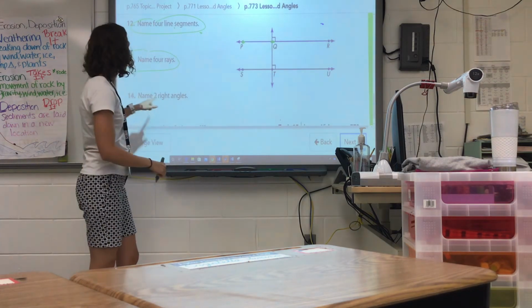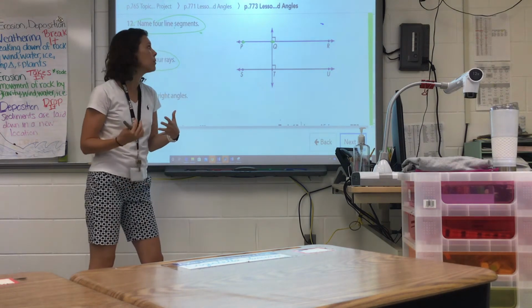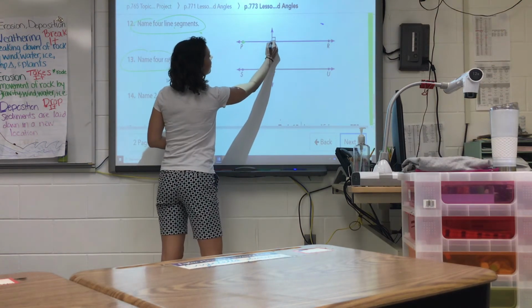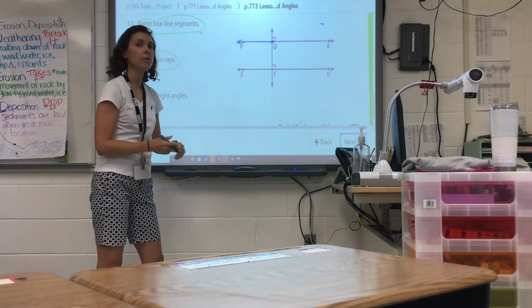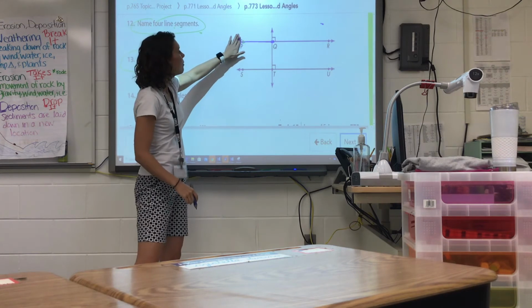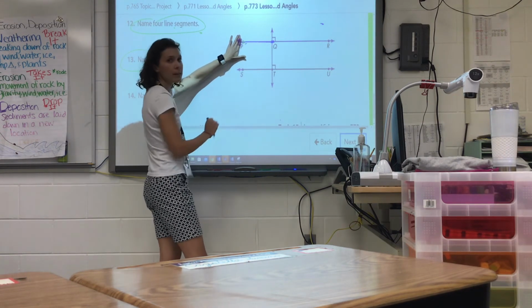But for naming rays, that could also be considered a ray because we have this and it goes into our arrow. So a lot of you would have said that it would not be a line segment, but just cover up the arrow, and technically it is, right? We've got our point and our point there.